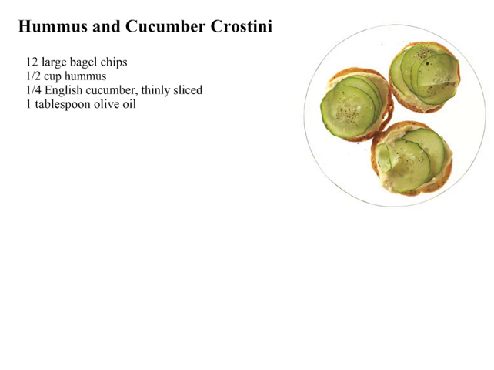A recipe, just a favorite recipe. And this is hummus and cucumber crostini, which calls for 12 large bagel chips, half a cup of hummus, 1/4 English cucumber, thinly sliced, 1 tablespoon of olive oil. Now, what I want to do is I want to triple this recipe.